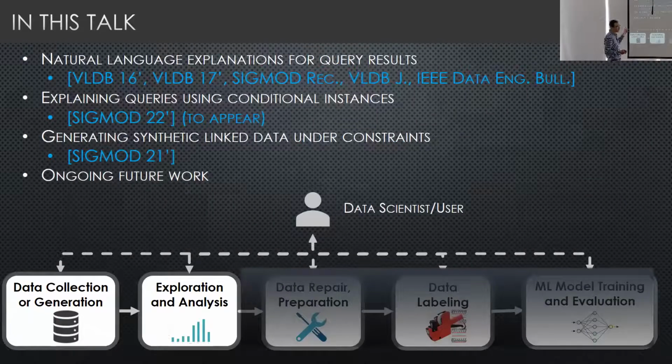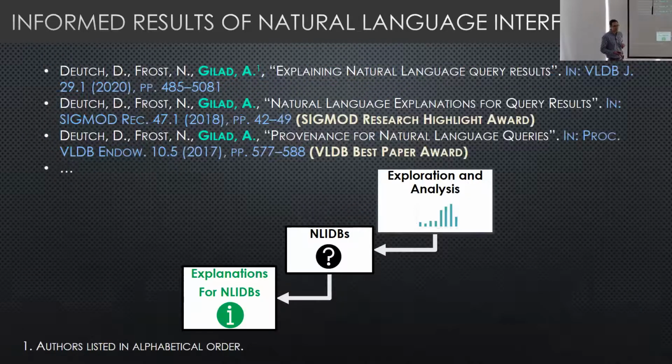So in this talk, I want to focus on 3 projects. The first one is for generating natural language explanations for query results formulated over natural language interfaces. The second one is for explaining the queries themselves using abstract database instances. The third one is for generating links between synthetically generated database tables. And I'll conclude with some ongoing work and the future directions. So let me start with the first project.